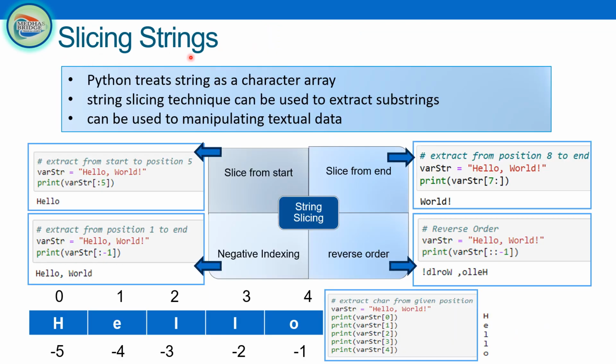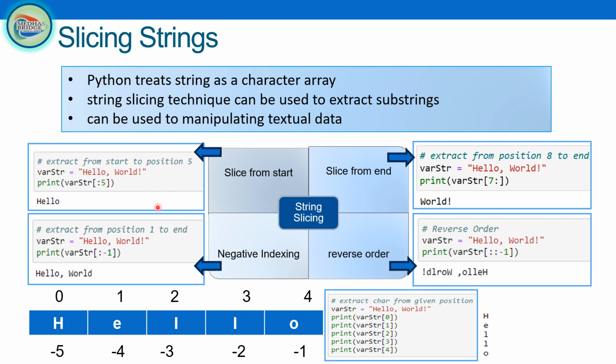Slicing string. Python treats string as a character array. String slicing technique can be used to extract substrings. Slicing used to manipulating textual data. Slicing from start, slicing from end, negative indexing, reverse order.